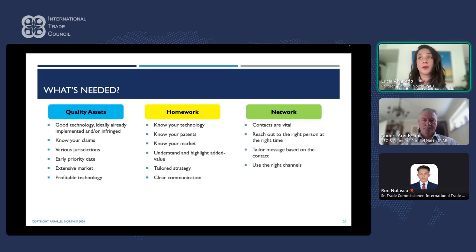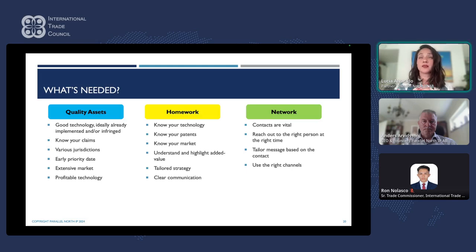And use the right channels. Sometimes it might be an email, a call. How do you package that information so that it catches their attention? How do you make an email not go to spam? How do you make them pay attention to what you're offering? But if you look at all the aspects that I've mentioned here, you have done your homework on good assets and you contact the right people, then you are on the path to success.